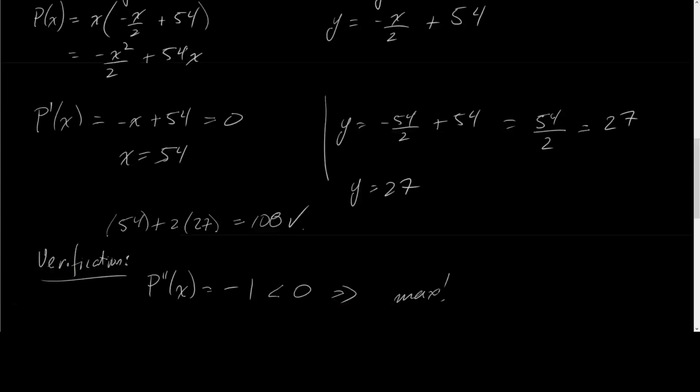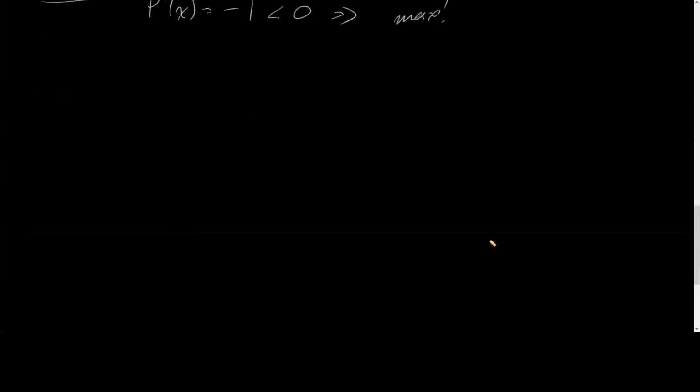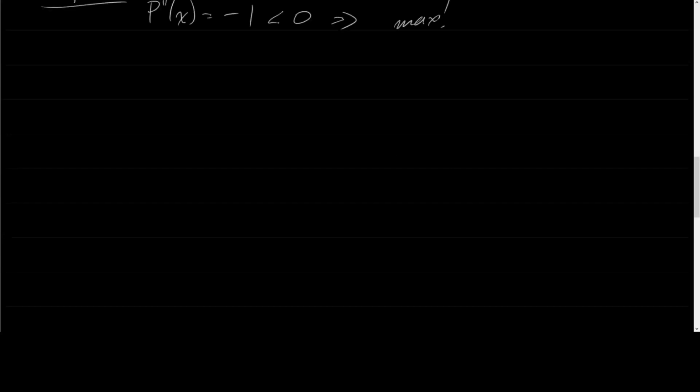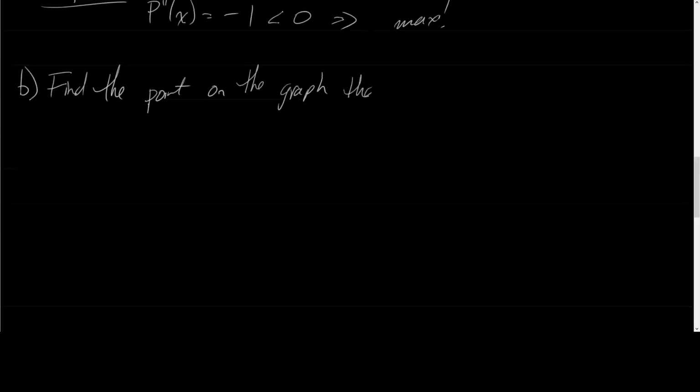Now, next example. So that was example A. So example B. And example B says the following. Find the point on the graph that is closest to the given point.